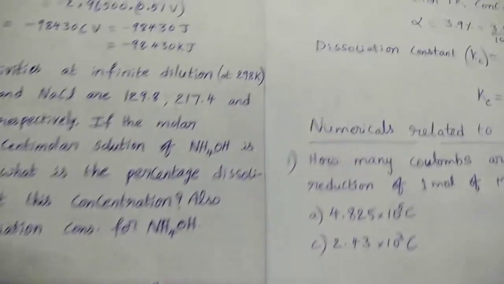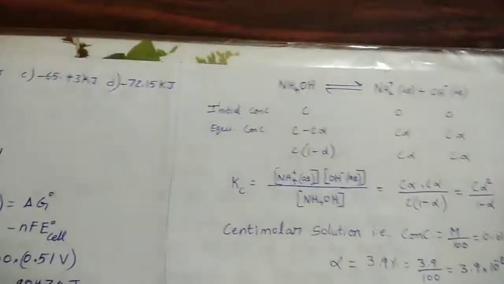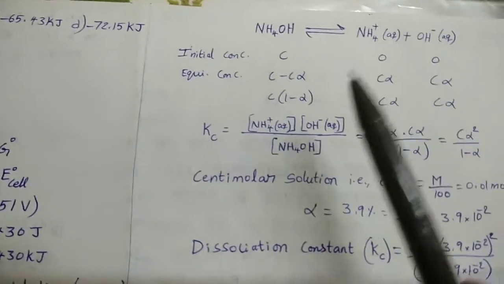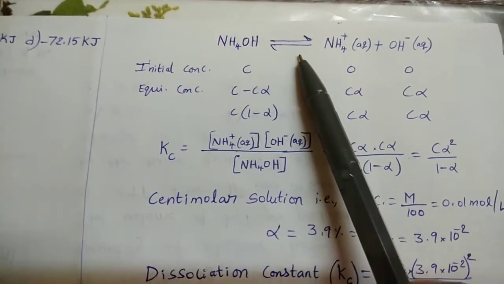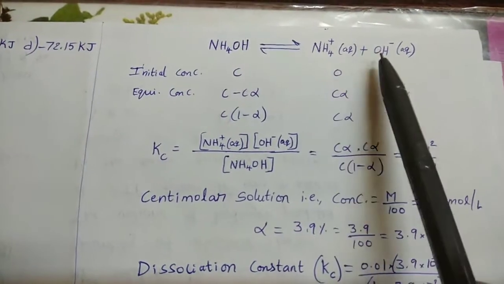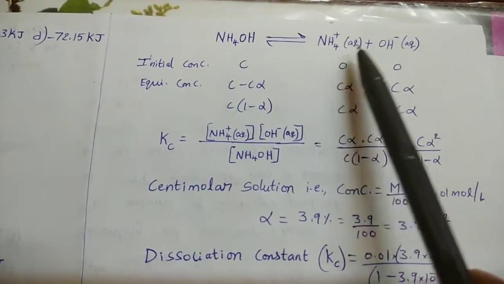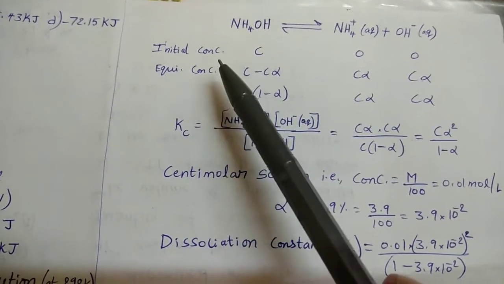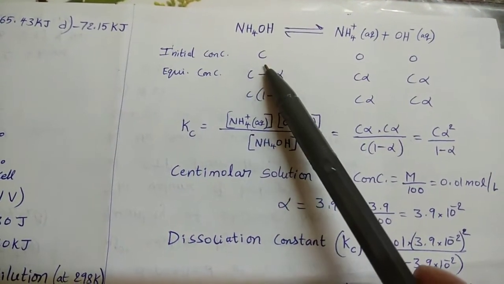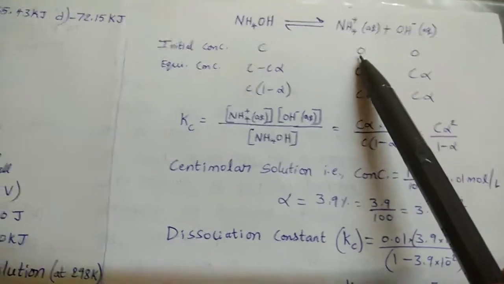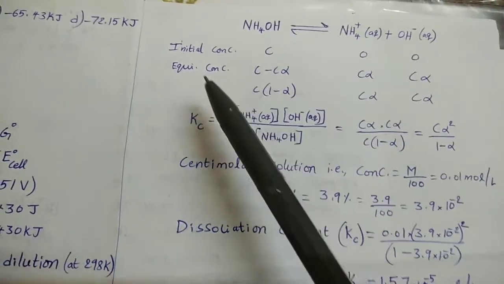Dissociation constant we need for this. Decomposition of NH4OH: ammonium hydroxide NH4OH gives rise to NH4+ plus OH minus, ammonium ion and hydroxide ion. Initial concentrations: consider NH4OH initial concentration is C molar, initially no products, that's why 0 molar.